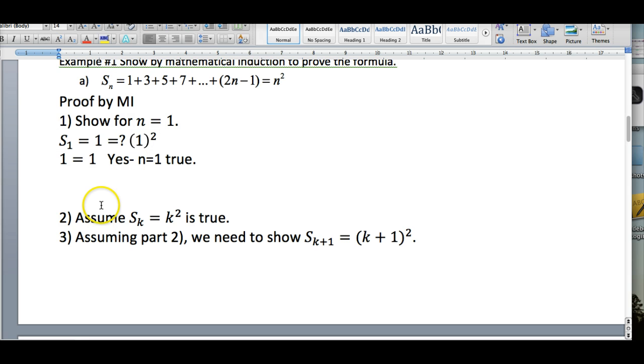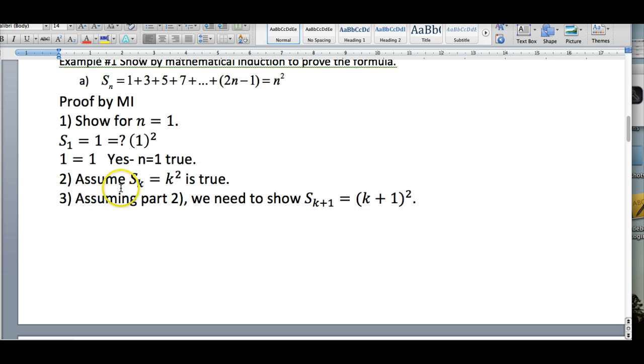The second step is that we want to assume that S sub k is equal to k squared is true. And why this is, is because we're taking a partway point in this sequence, and we need to make sure that we know that that does work. Well, you could plug in 15 or different things, and yeah, it does work. But this assumption has to be assumed, being redundant, in order for us to prove this.